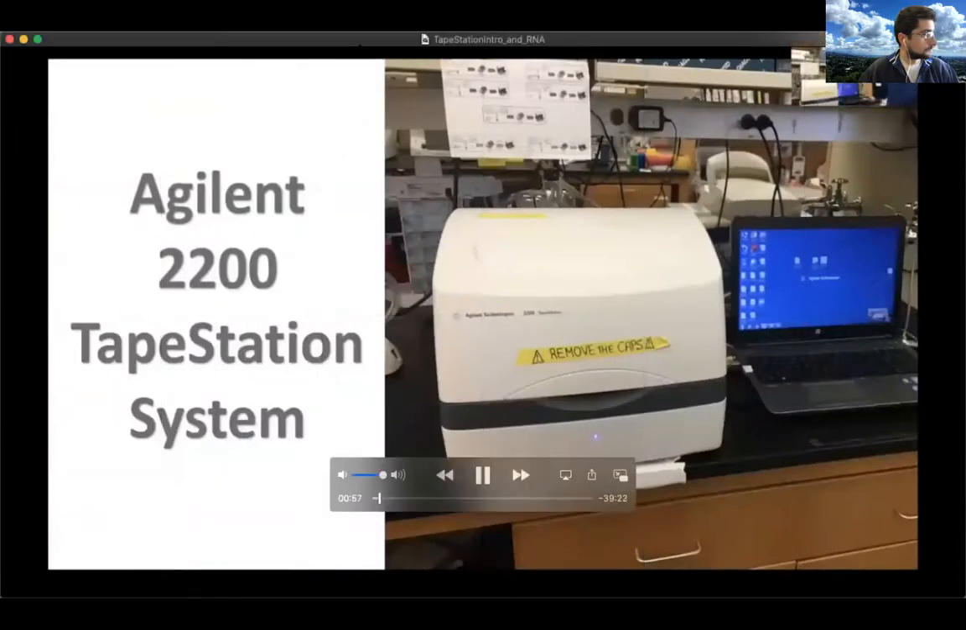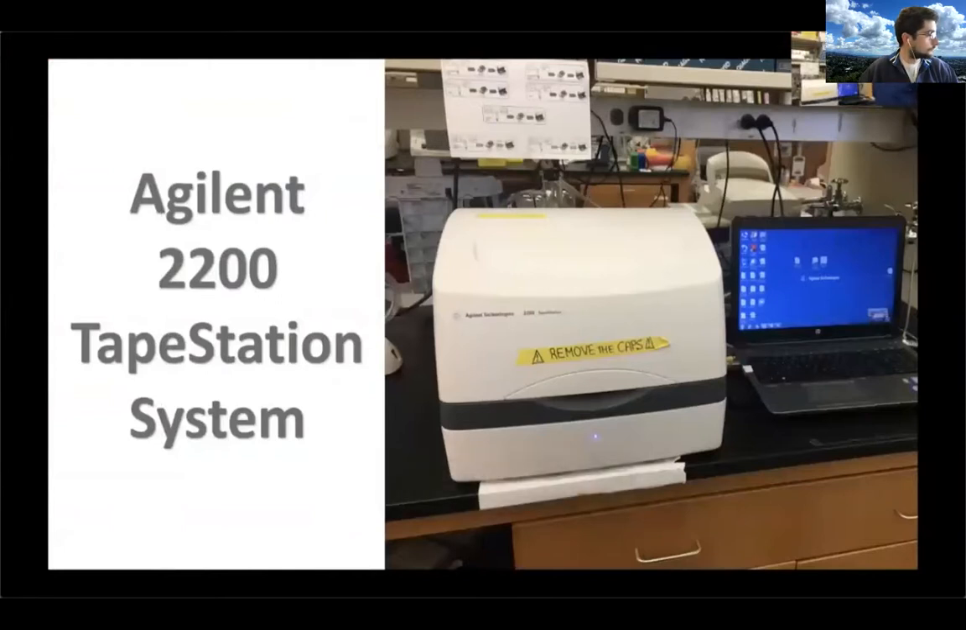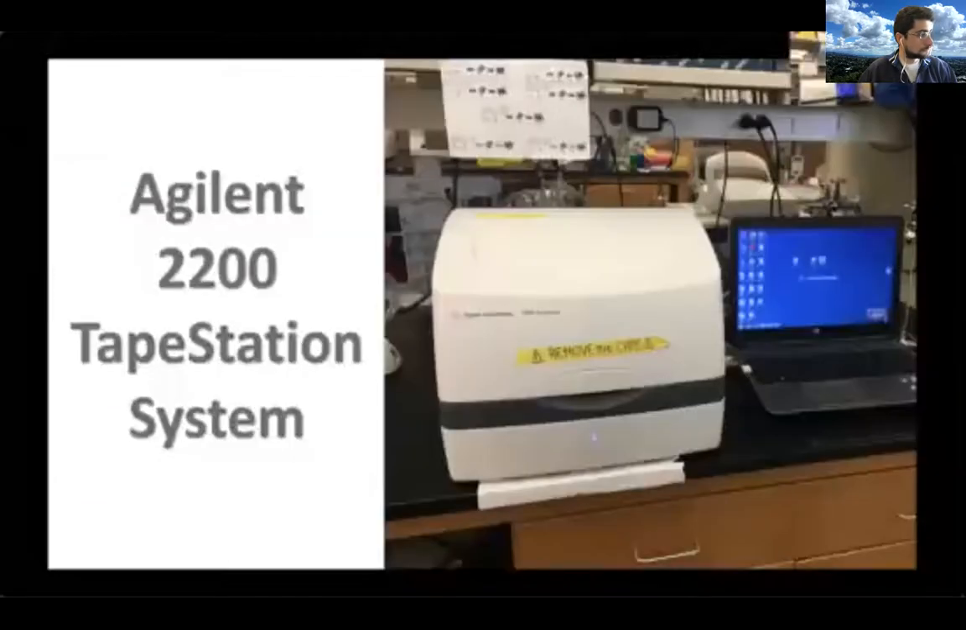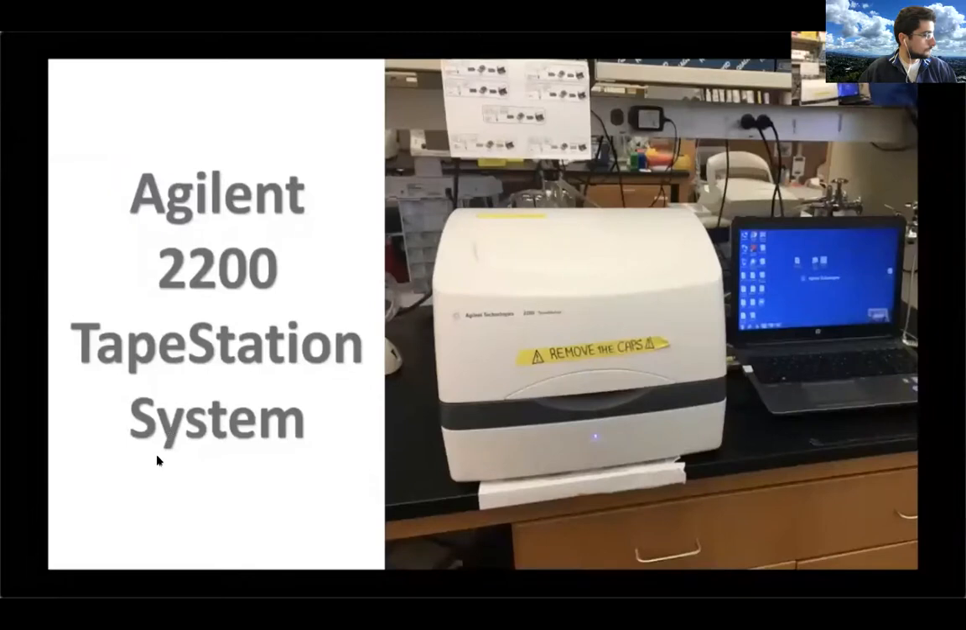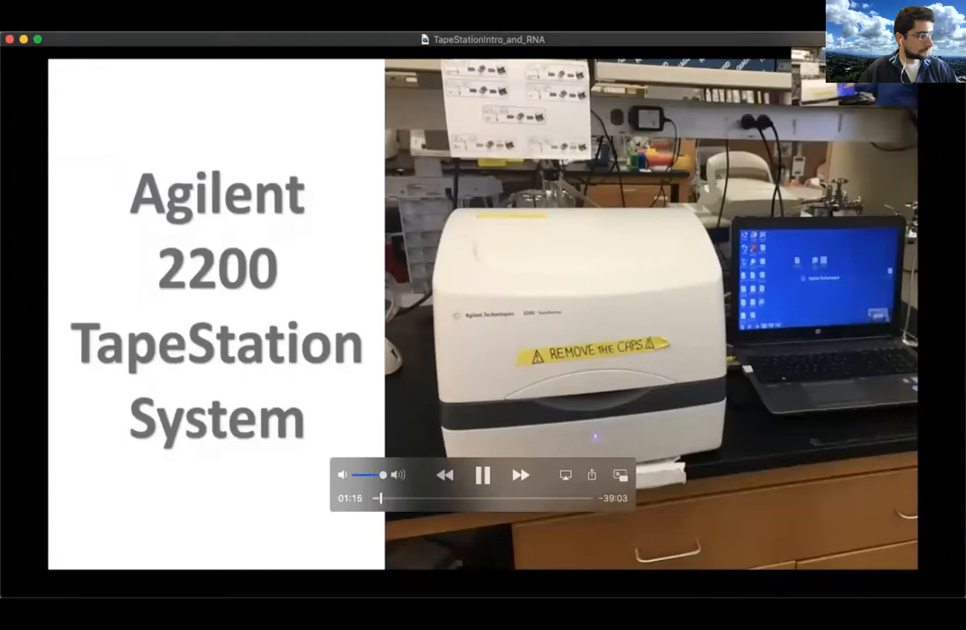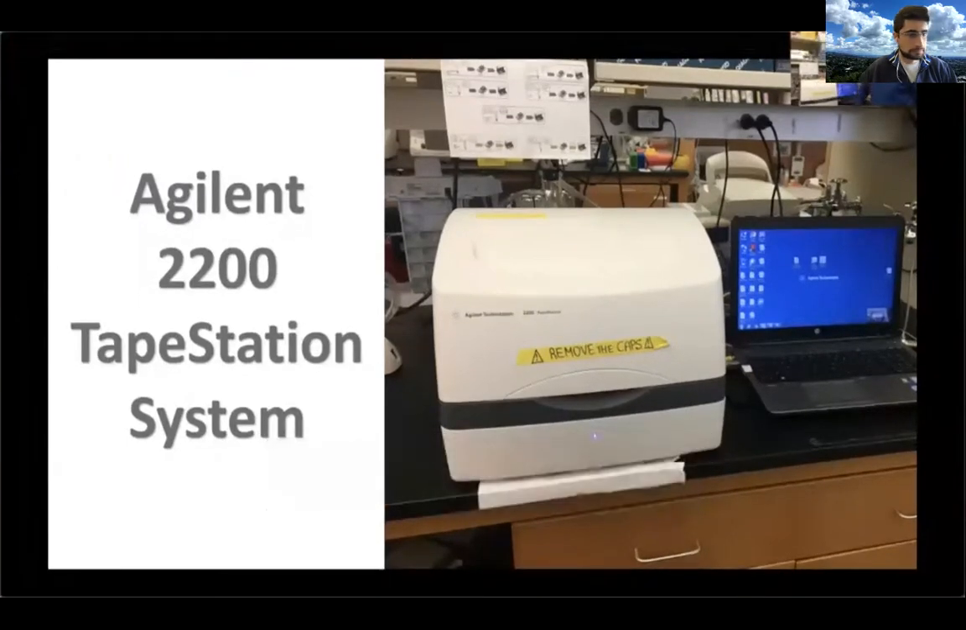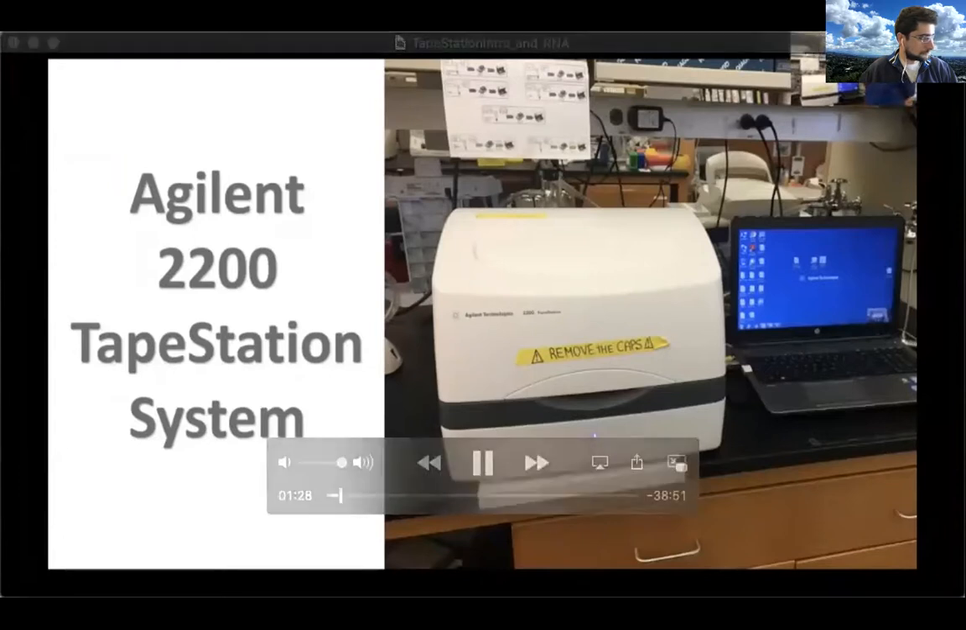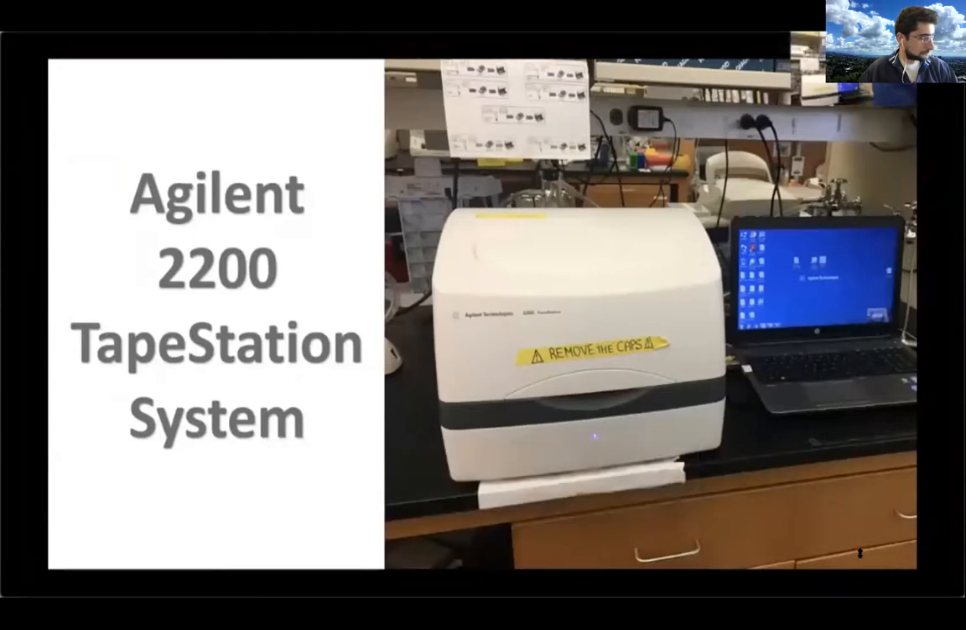Okay, so as you can see, the Agilent TapeStation, we have this version, it's called 2200, which is not the newest version of the TapeStation that is available. There are a couple of newer versions of it, but that's what we have in the lab. It's composed mainly of 2 units, the instrument itself, which is the white block here, and also the associated laptop, which has all the software necessary for the run and the analysis part.